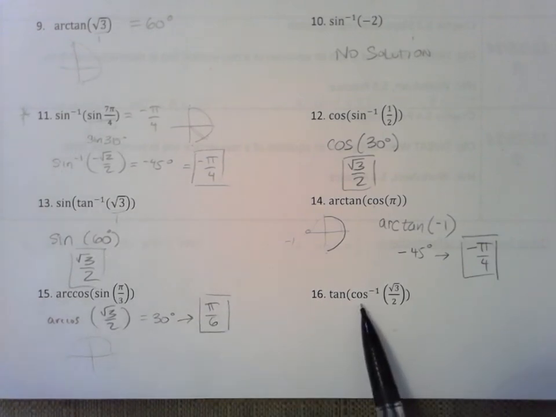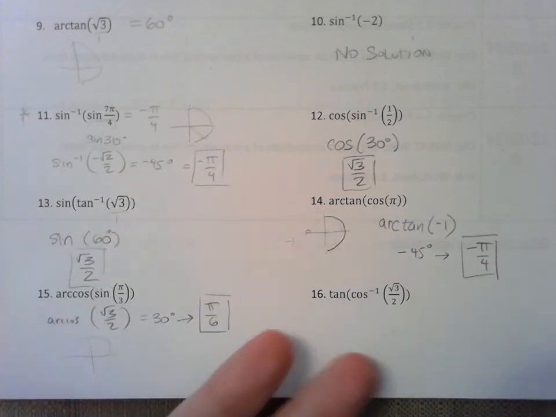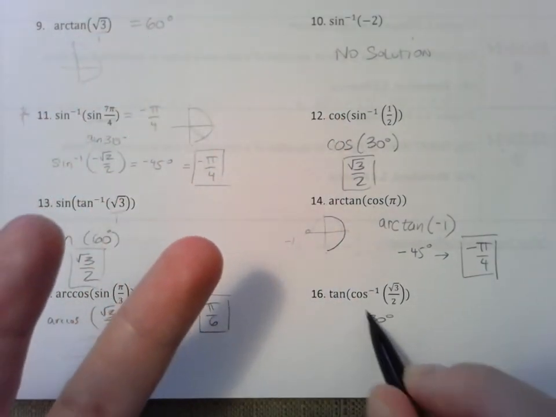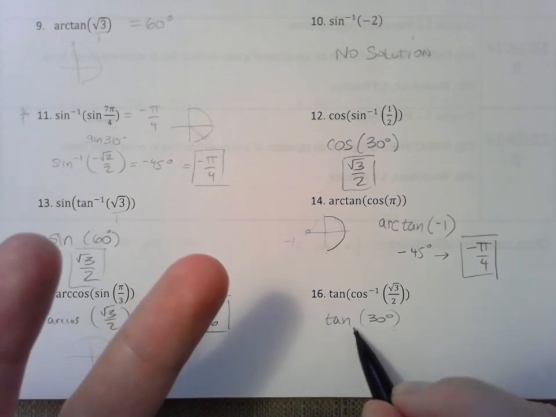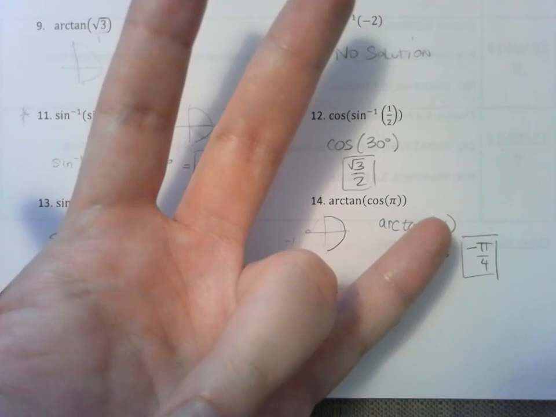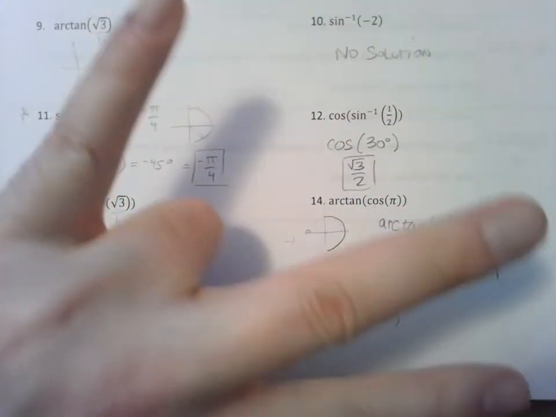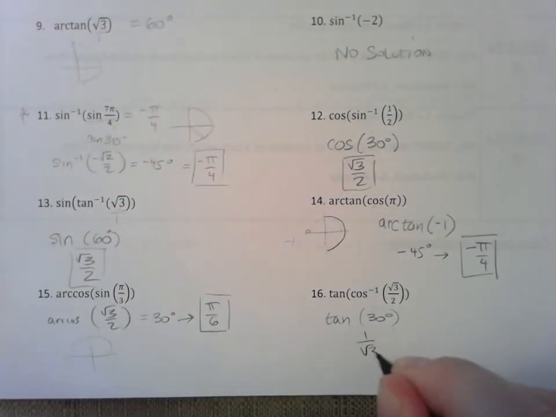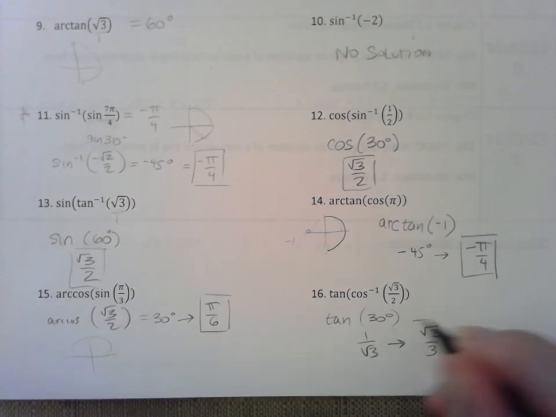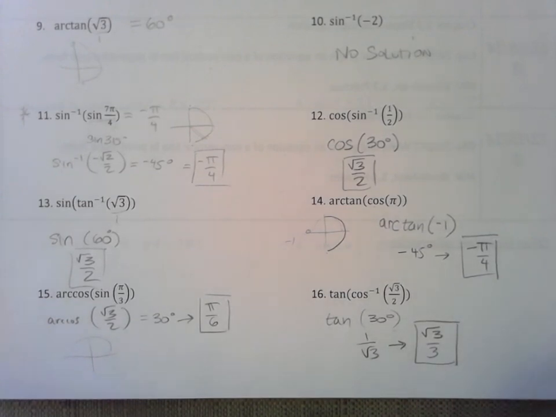Last one, the tangent of the cosine inverse of root 3 over 2. What is the x-coordinate? Root 3 over 2. That's at 30 degrees. Now, what is the tangent of 30 degrees? This is the traditional way of doing this. 30 degrees is your finger. Tangent is 1 over square root of 3. When you rationalize your denominator, it becomes root 3 over 3. Thus concludes page 2. Please move on to page 3.